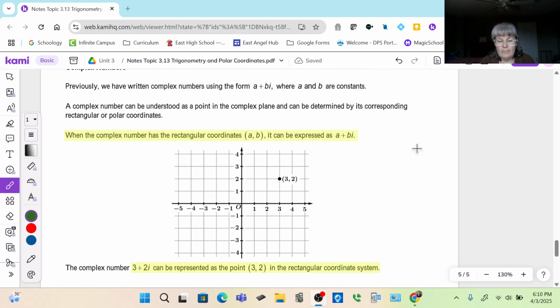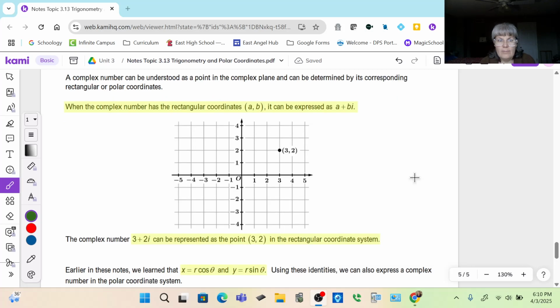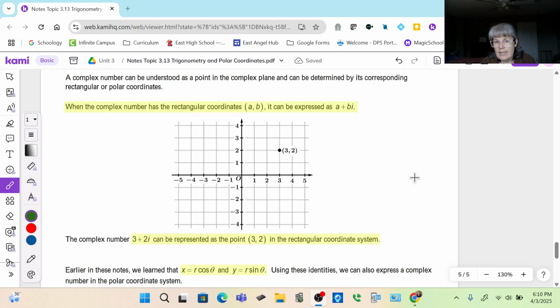So you have been introduced to complex numbers being numbers written in the form of a plus bi. A and b are constants. And when we graph complex numbers, we're graphing them using a rectangular grid. So the a value is like x, the b value is like y. So if I have the number 3 plus 2i, I'd be 3 on the horizontal axis, 2 on the vertical axis, and that's how I would graph that complex number in the rectangular coordinate system.